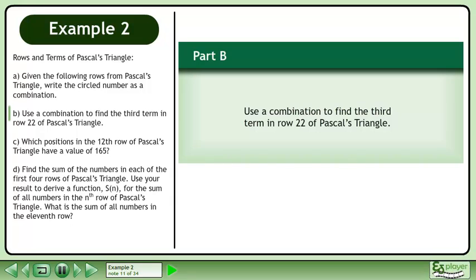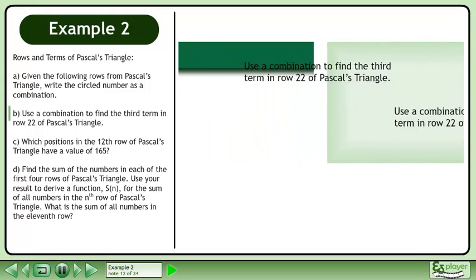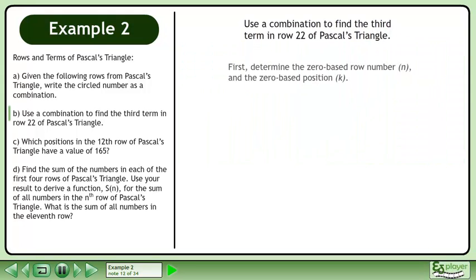Use a combination to find the third term in row 22 of Pascal's triangle. First, determine the zero-based row number n and the zero-based position k. The question specifies row 22 of Pascal's triangle. The value of n, which is zero-based, is 21.